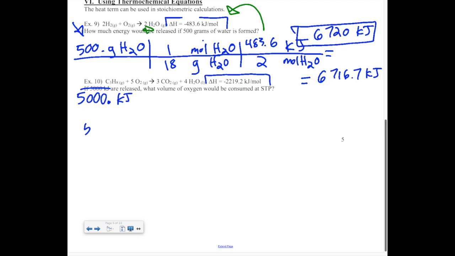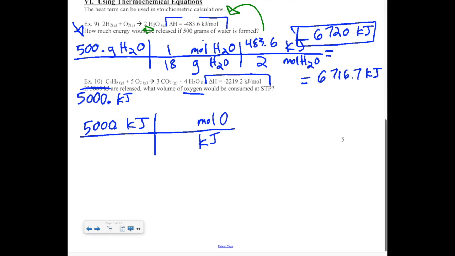So again, I'll start with 5,000 kilojoules with the decimal. And I'm going to change kilojoules to moles this time. Now it's going to be moles of oxygen. Now the kilojoules number is going to come from right here, so that's going to be 2,219.2. And the moles of oxygen is going to come from right here, so that's going to be a 5. Okay, now let me get those arrows out of the way.